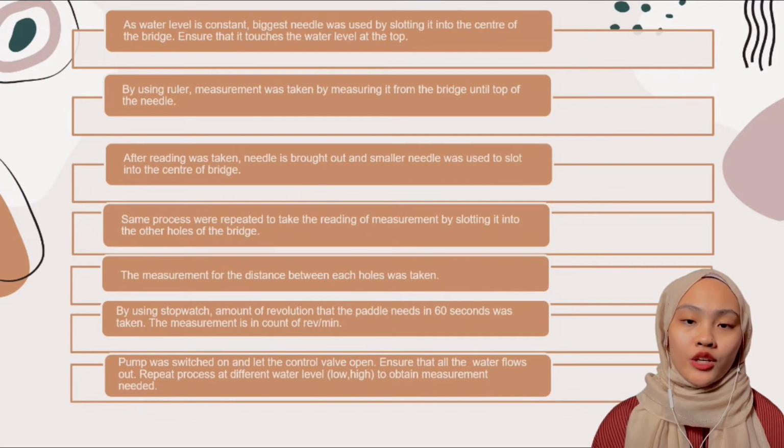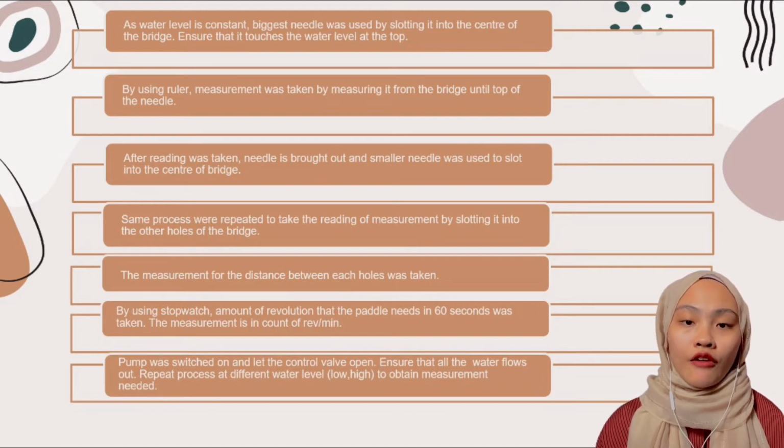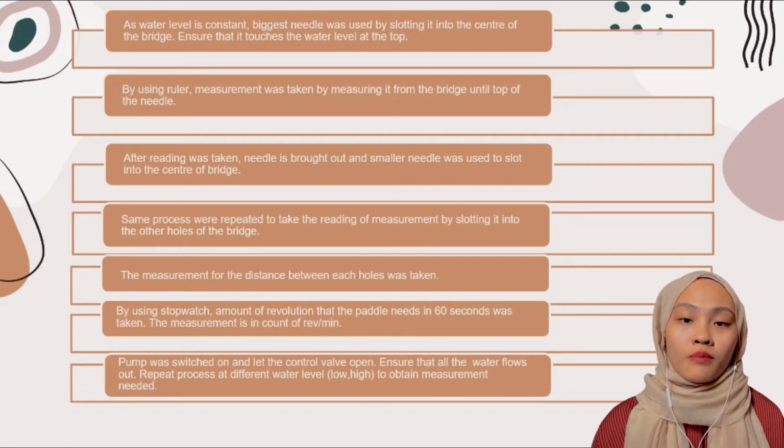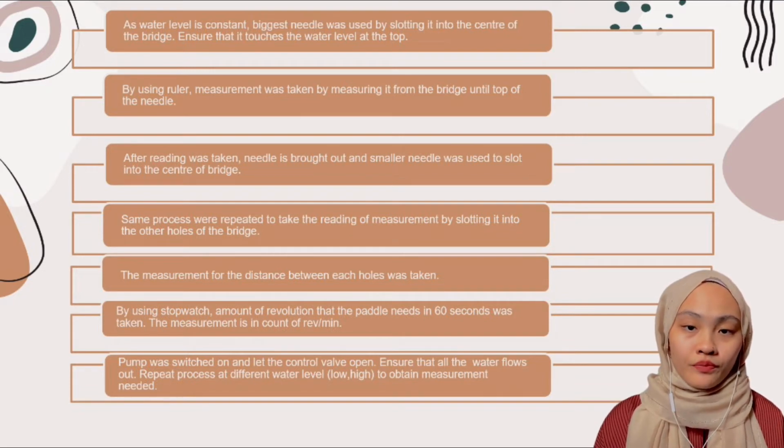After making sure that the water level is constant, use the biggest needle and slot it into the center of the bridge, and it must touch the water level at the top. To get the measurement, use a ruler and measure from the bridge to the top of the needle. The reading was taken and the needle is brought out to put in the other smaller needle and slot it into the center of the bridge.